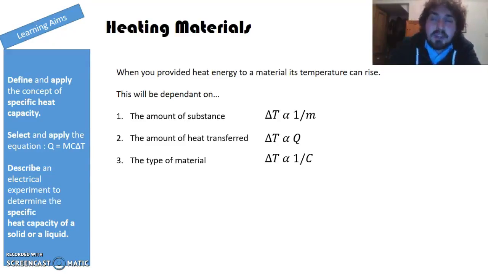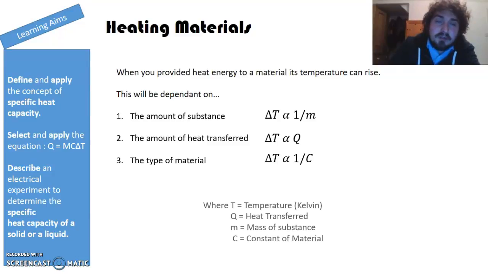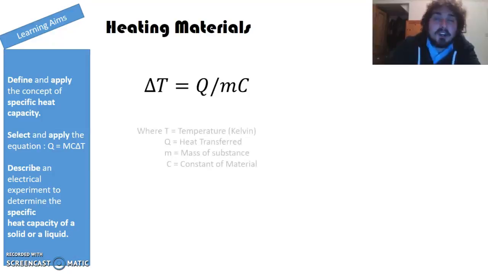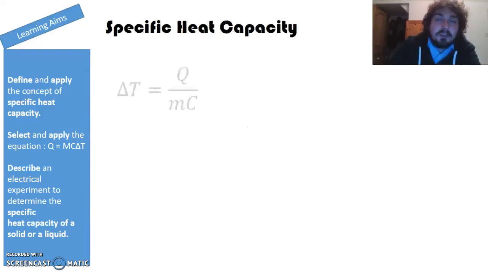There's a reason we picked 1 over, and we'll see that in a minute. Right, where T equals temperature in Kelvin, that's important, where Q equals heat transferred, M equals the mass of the substance, and C equals a constant of the material. Right? And we can state this equation that the change in temperature is equal to the amount of heat transferred over the mass times this constant, right?